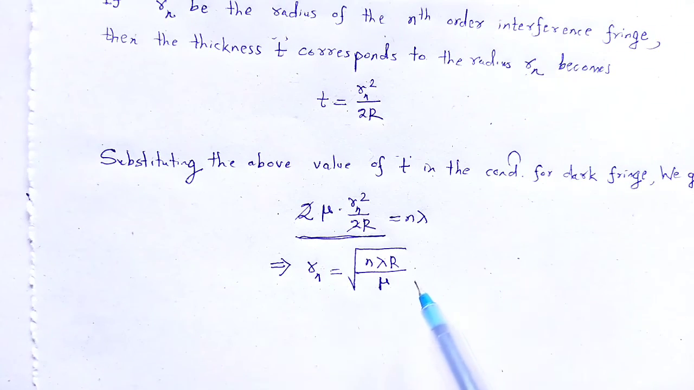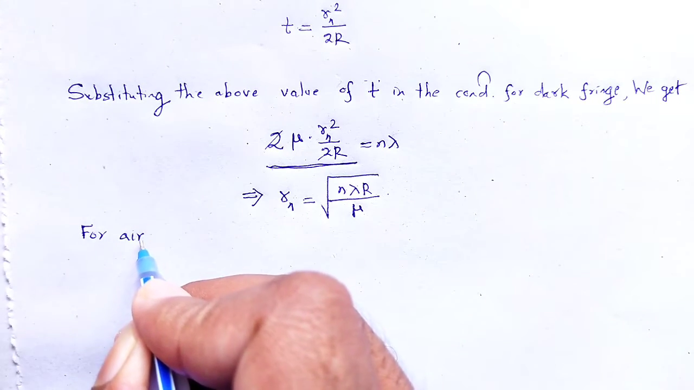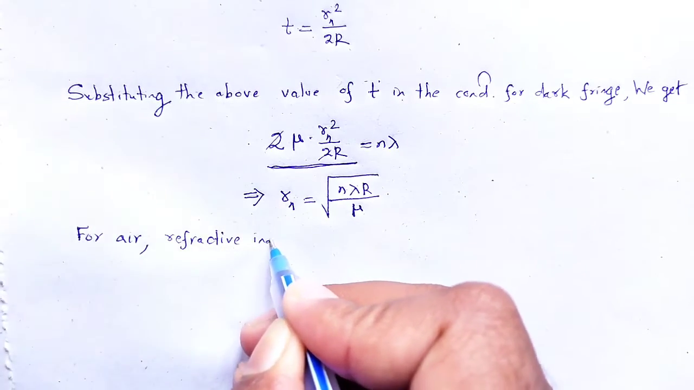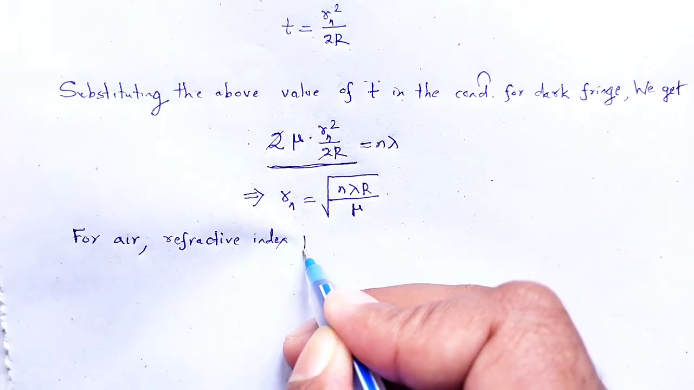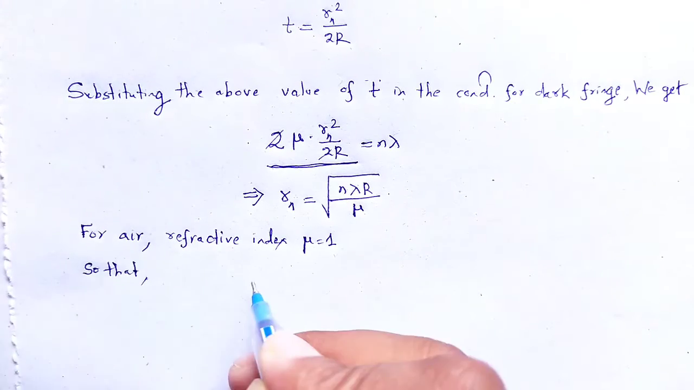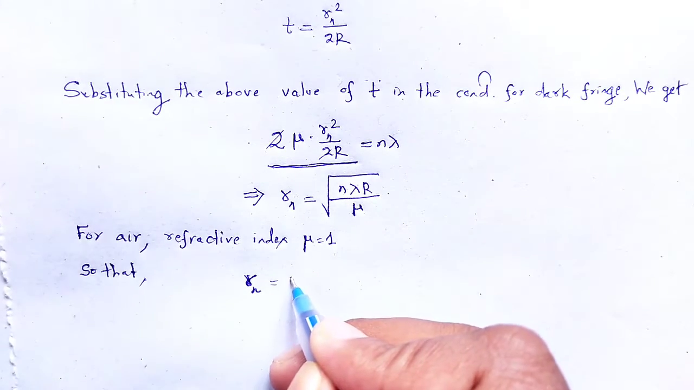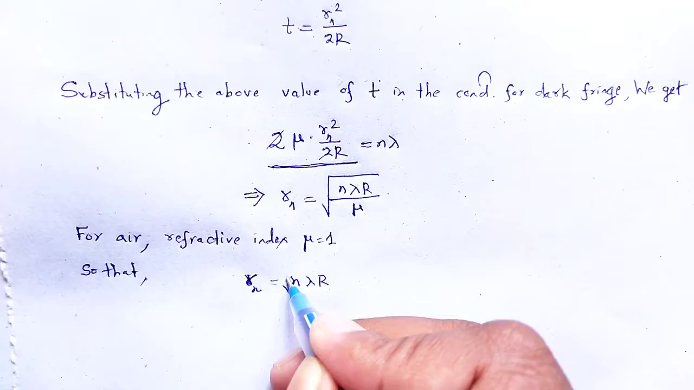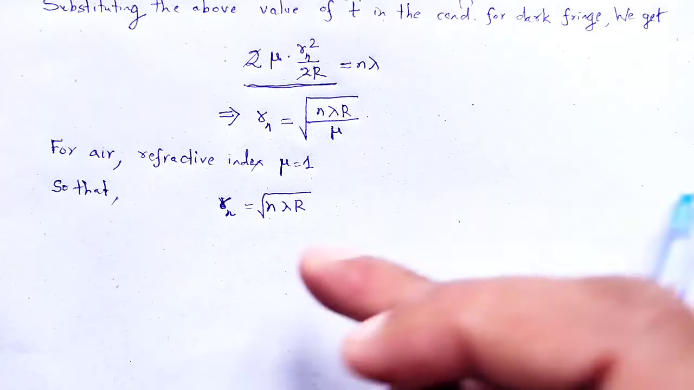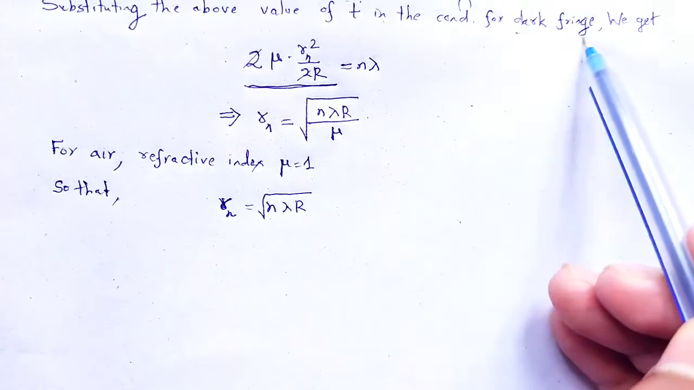Now for air, refractive index mu is equal to 1, so that Rn is equal to under root of n lambda R. This is the radius of the nth interference fringe or nth dark fringe.